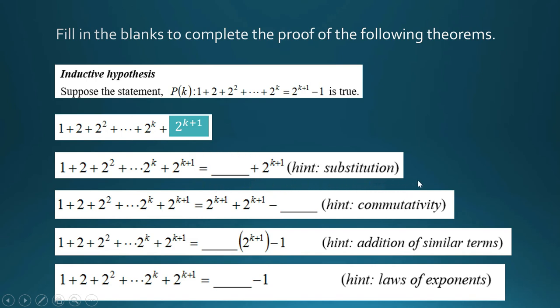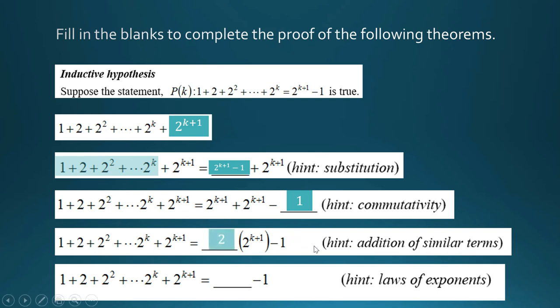There is a hint: substitution. So what is this equal to? It's equal to this. So we shall use our inductive hypothesis. It's equal to 2 raised to k plus 1 minus 1. We now go to the next line. There's a blank here. Hint, commutativity. It's minus 1. Next line. Fill in the blanks. Hint, addition of similar terms. So you will add these two because they are similar terms.